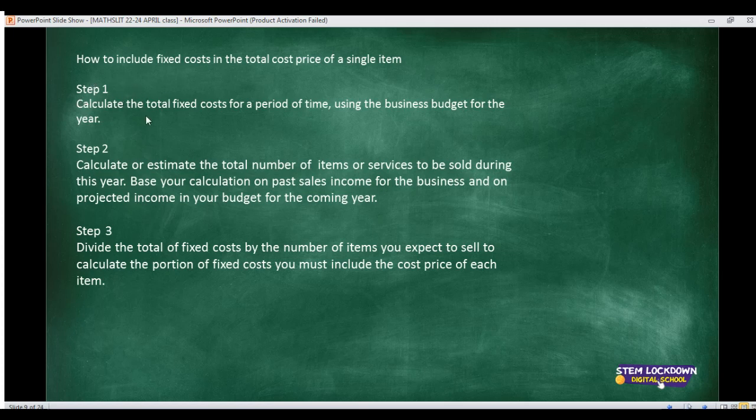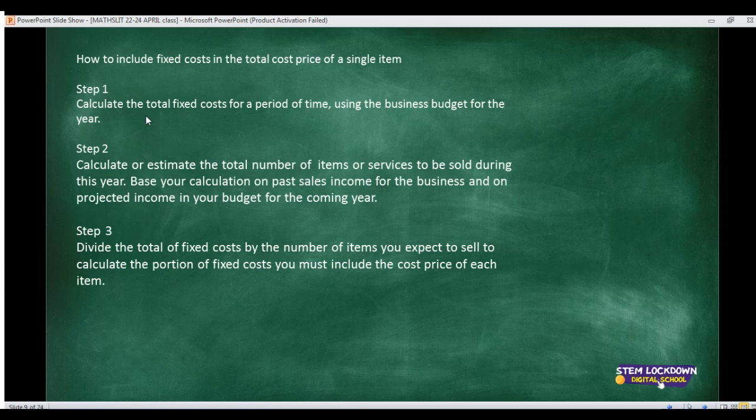Step 1, you calculate the total fixed costs for a period of time using the business budget for the year. So of course, once again, it brings us back to the planning. Proper preparation prevents poor performance. Those are the 5 P's. They work everywhere, in business, in school, anywhere. And you need to always know that if you prepared and planned your things properly, then you will avoid disappointments and poor performance.